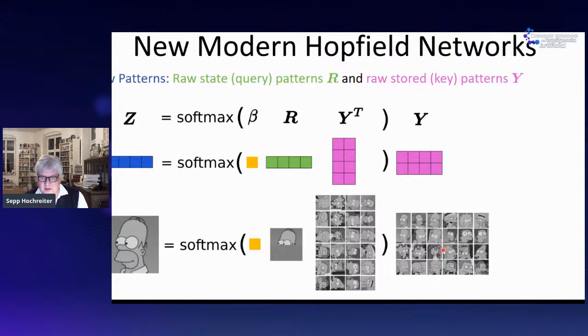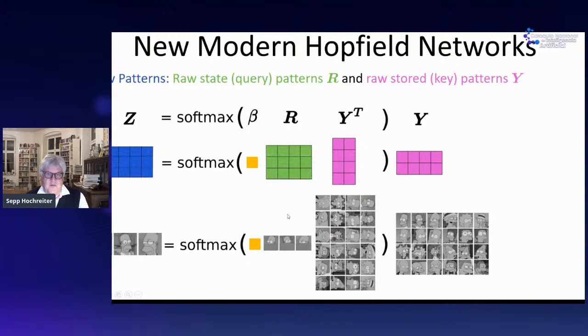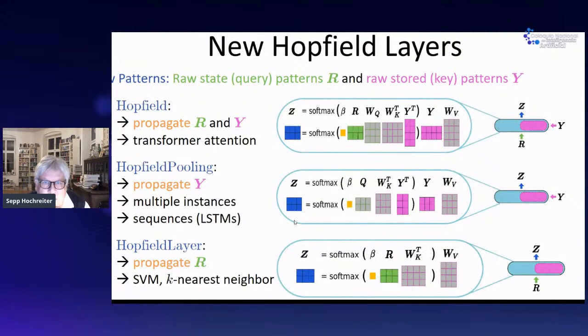We have some stored patterns. Here are the Simpsons. The stored patterns are here. And here we have queries. We can also have more than one query here. That's how the modern Hopfield networks work. And now this update rule, as I already said, is the same update rule as used in transformers and called the attention. This is the attention mechanism of the transformer.